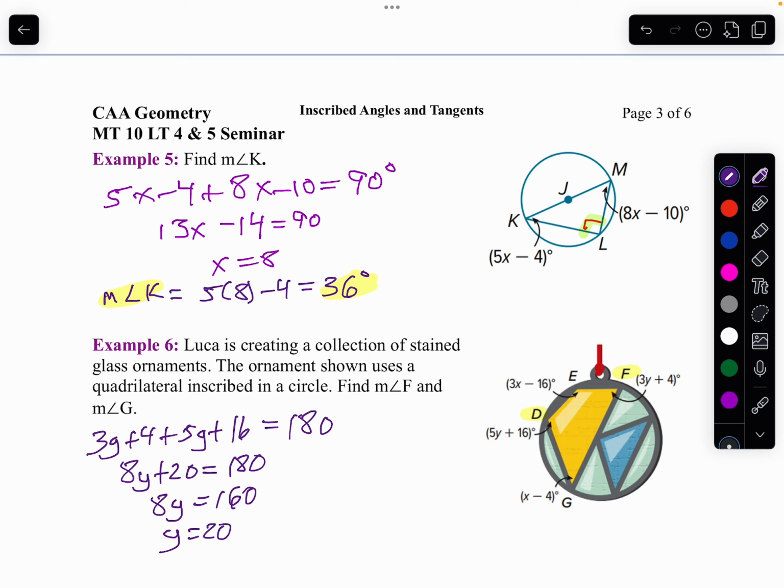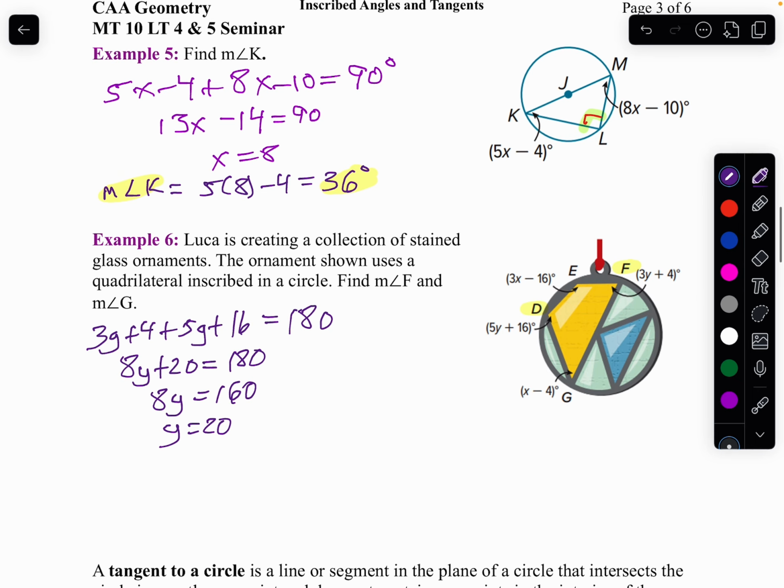Y is 20. And then I want to find the measure of angle F. So I'm going to say the measure of angle F. I'm going to replace y with 20. So I'm going to say 3 times 20 plus 4. 3 times 20 is 60 plus 4. I get 64 degrees for the measure of angle F.